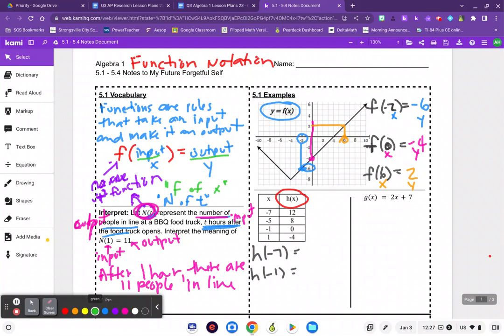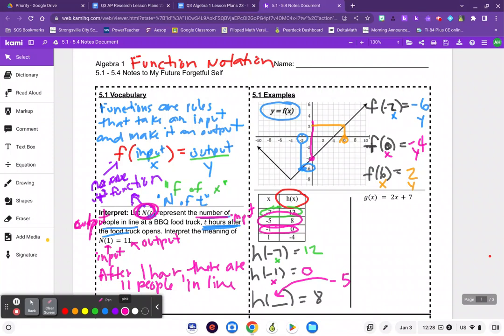Again, I can use my table to help me. If x is -7, the output, or the y value, is 12. And if x is -1, the output, or the y value, is 0. Sometimes we might have to find the missing value. So if I say h of blank is 8, I want to know what would go in this blank spot. Well, the input then, the blank spot, would be -5.